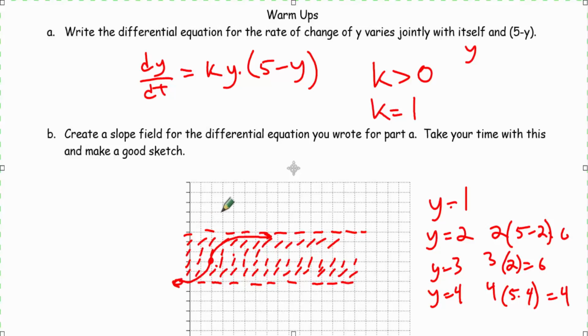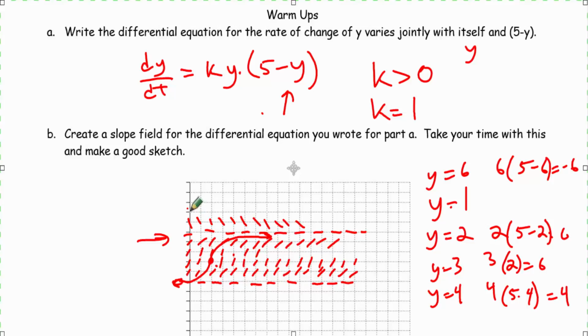Now what happens if, let's say, y equals 6? Now 5 we already talked about, but if it's 6, what do we get? We get 6 times 5 minus 6, which is 6 times a negative 1, which is negative 6. So as we're above here, we're starting to have a really steep negative slope. And anything that's above this line here, y equals 0, y equals 5, will have a negative slope, because if y is bigger than 5, this chunk will be negative. So if you keep going through this, it's just going to be more and more negative.